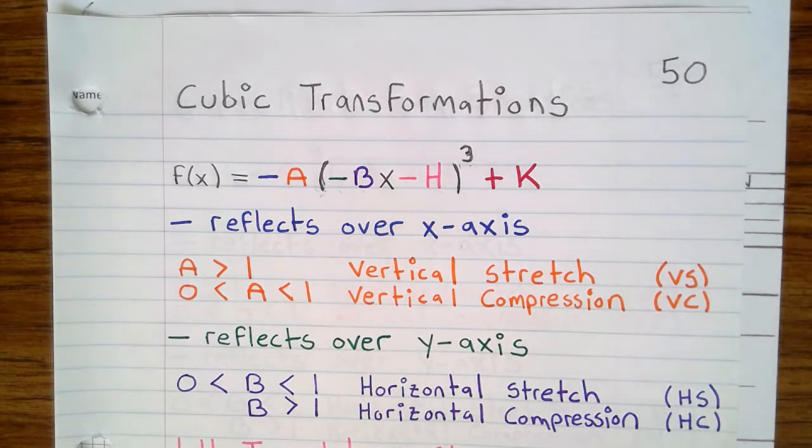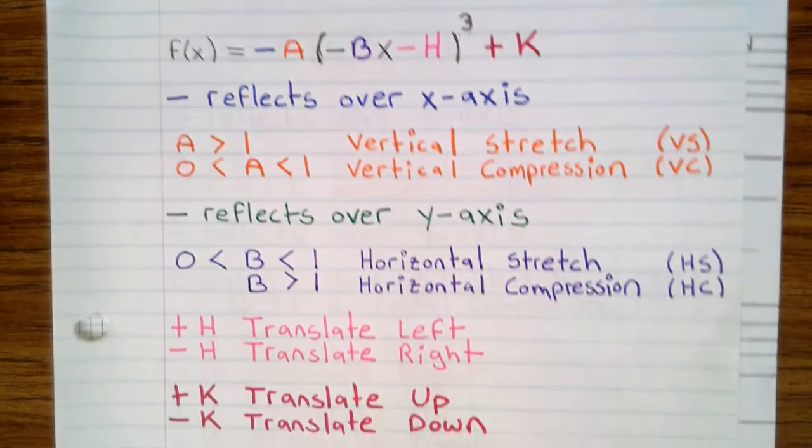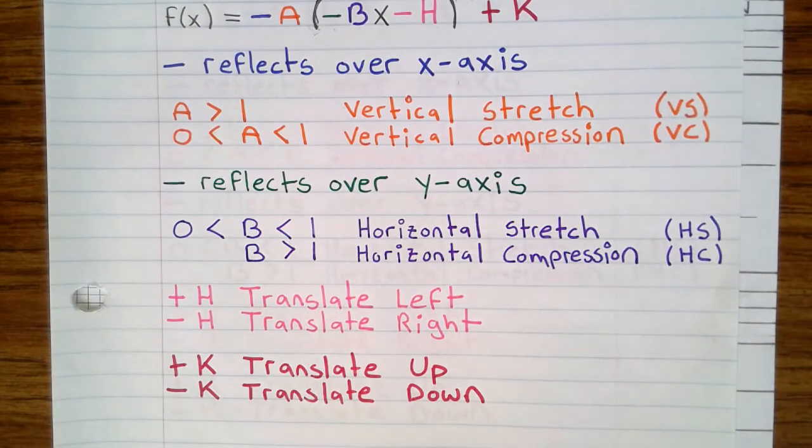When the negative is inside the parentheses in front of b, it reflects over the y-axis. When b is greater than 0 but less than 1, it's a horizontal stretch. When b is greater than 1, it's a horizontal compression. When it's plus h, it translates left. When it's minus h, it translates right. When it's plus k, it translates up. When it's minus k, it translates down.